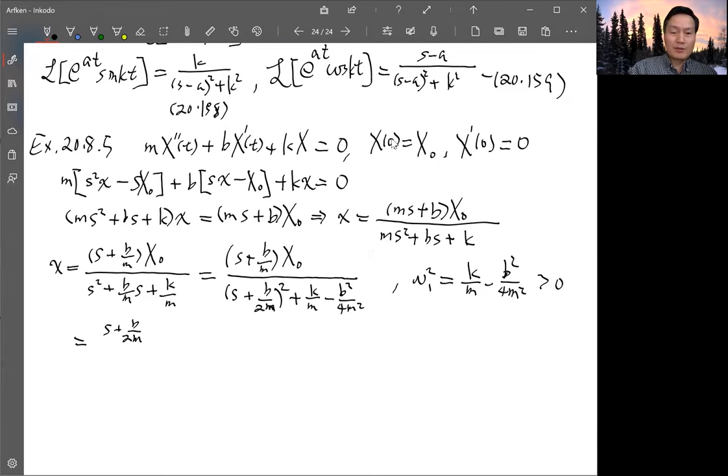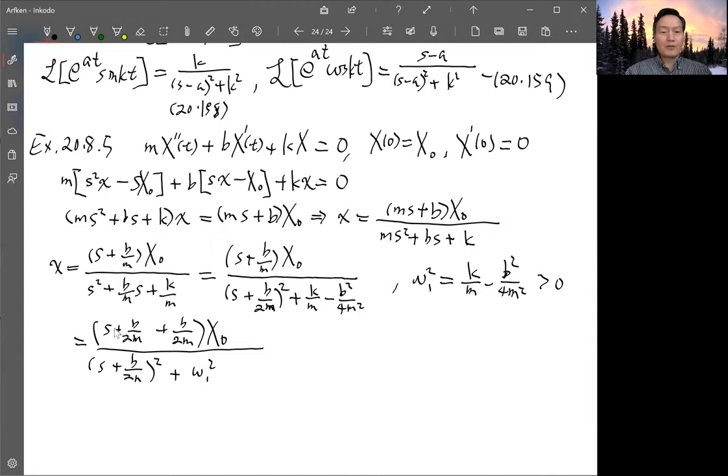And then plus b over 2m times x zero, and (s plus b over 2m) squared plus omega 1 squared. Okay, so now the first term s plus b over 2m is comparable to this one. And the second term is comparable to this one, except that you have this k here, so you need to multiply by omega 1 and divide by omega 1.